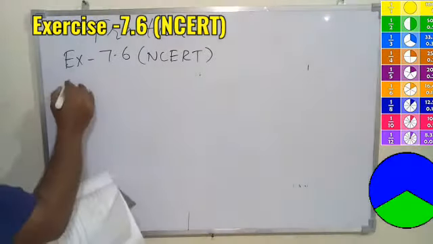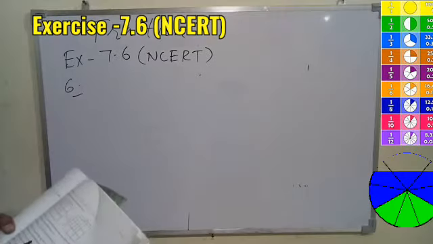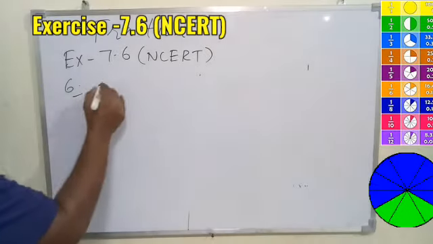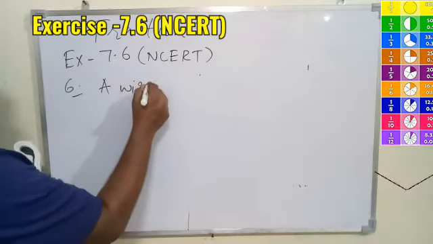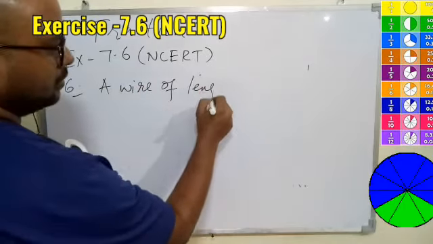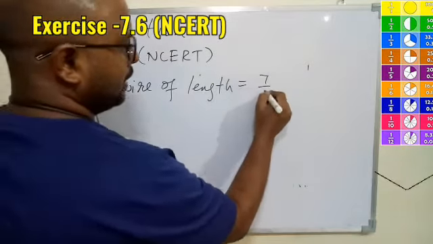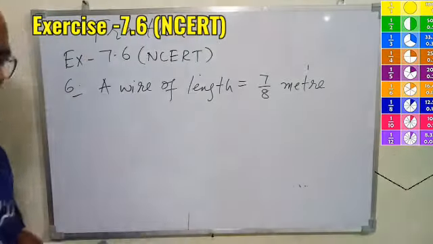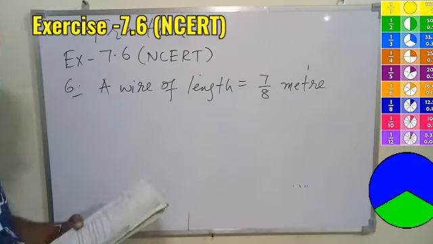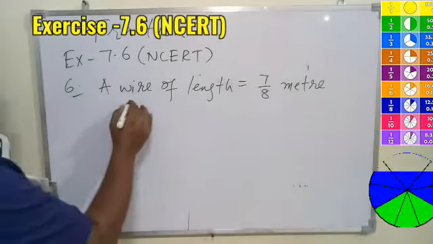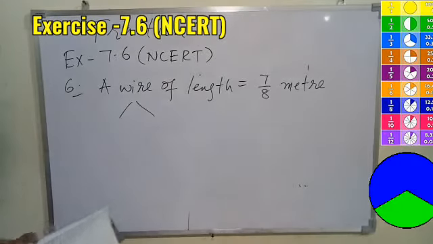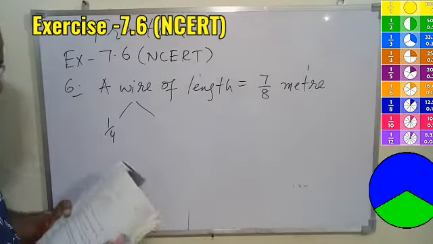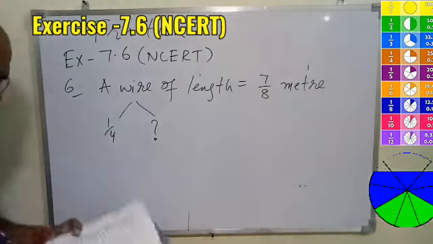Okay, so question number 6. A piece of wire 7/8 meter long. So a wire of length 7/8 meter. Okay, I'm not writing the statement, I'm writing the solution directly. This is given to us, and this broke into two pieces. One piece is 1/4 and another will be how much?